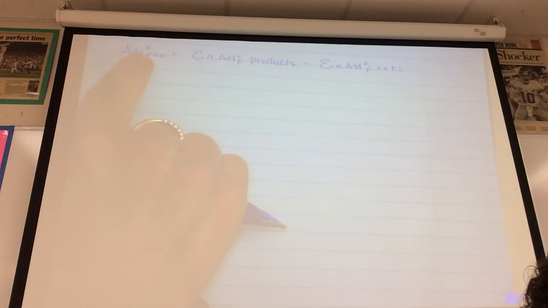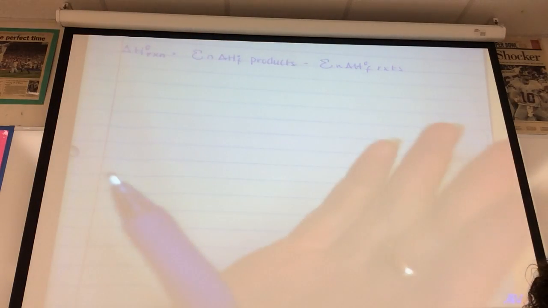Remember that enthalpy cannot be measured directly. You measure the change in enthalpy. Enthalpy is a measure of the energy content of the system at constant pressure.